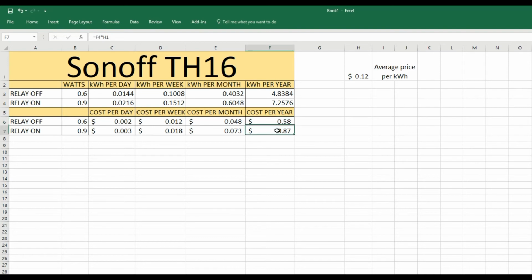Then I did the same thing on this one, but with this cost. I pay 7 cents per kilowatt-hour, so if I change that to 7 cents, this is what it's going to cost me to have the Sonoff plugged in. It's going to vary for different people. Some of you maybe pay 14 cents, depending on your region, so it's going to cost you even more to run this.